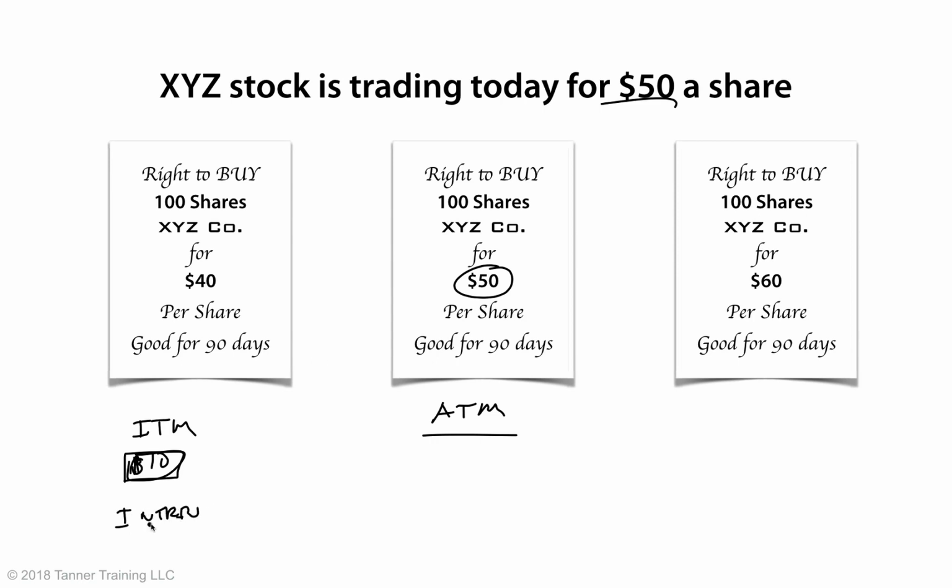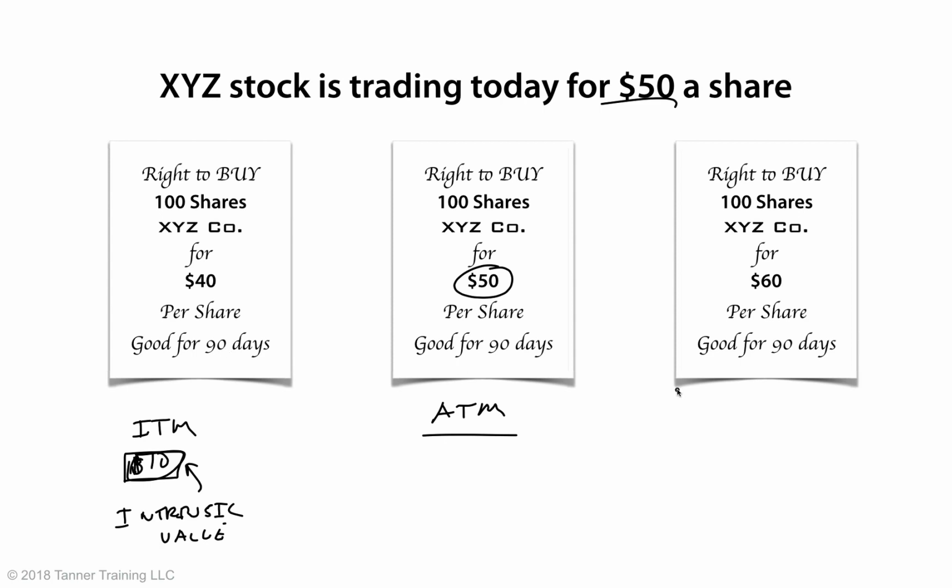Intrinsic value. And the intrinsic value is, of course, $10. If I can buy it at 40 and it's selling today at 50, no one's going to sell me this contract for less than $10. That'd be crazy to do, right?